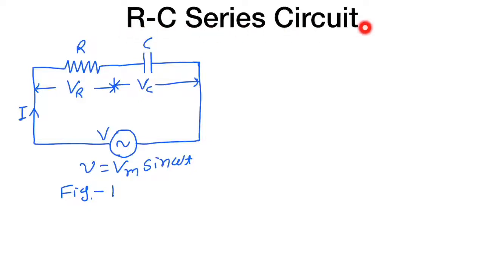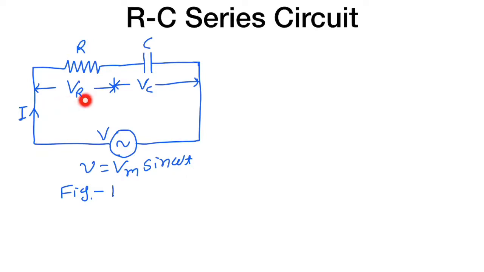RC series circuit. In an RC series circuit, a series combination of a resistor and a capacitor is connected across an AC supply as shown in figure 1. R is the resistance of the resistor in ohm and C is the capacitance of the capacitor in Farad. Capital V is the RMS value of the supply voltage and capital I is the RMS value of the current through the series combination of resistor and capacitor.